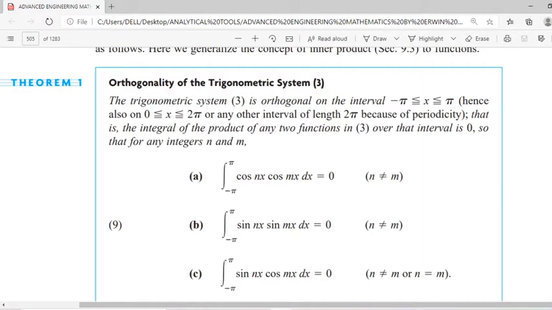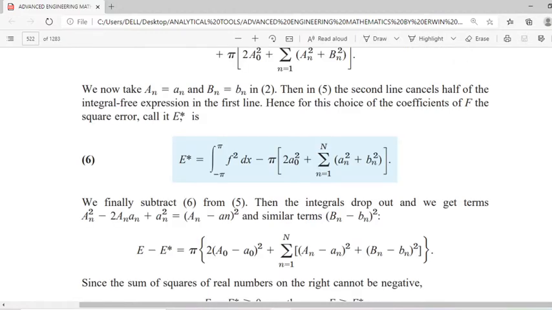Fourier. Where is it? Fourier. Yeah, I think this is some Fourier.